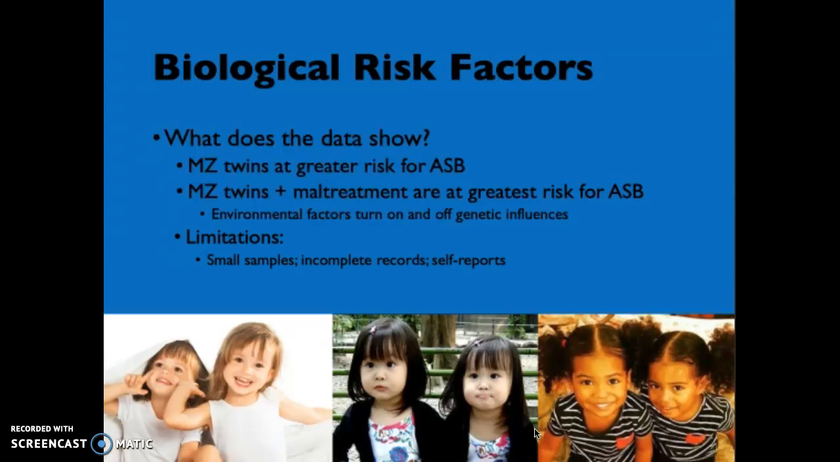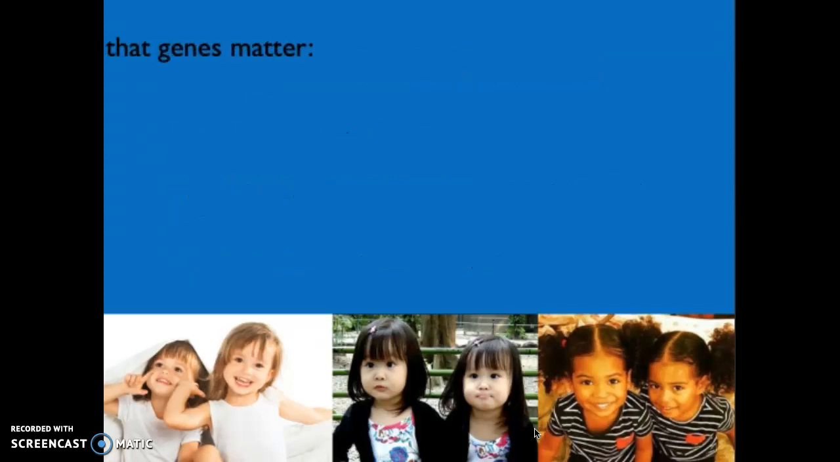So what's the issue with these types of studies, the twin and adoption studies? They're generally small samples, with incomplete records and self-reports from twins. So we're not necessarily getting the best data from these types of studies, but this is where we started off before we could isolate particular genes and learn about those aspects.